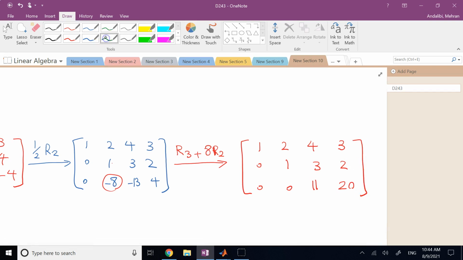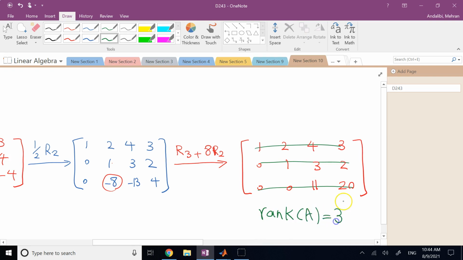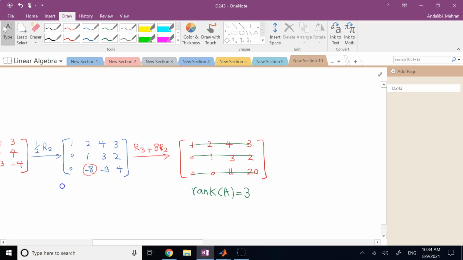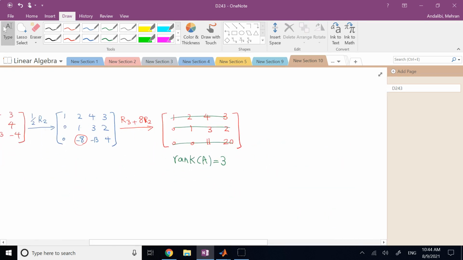Okay, now how many rows with all zeros do I have? Nothing. Every row has a non-zero element in it, so clearly the rank is 3. You see the rank cannot be 4, although I have 4 columns. The rank is 3.